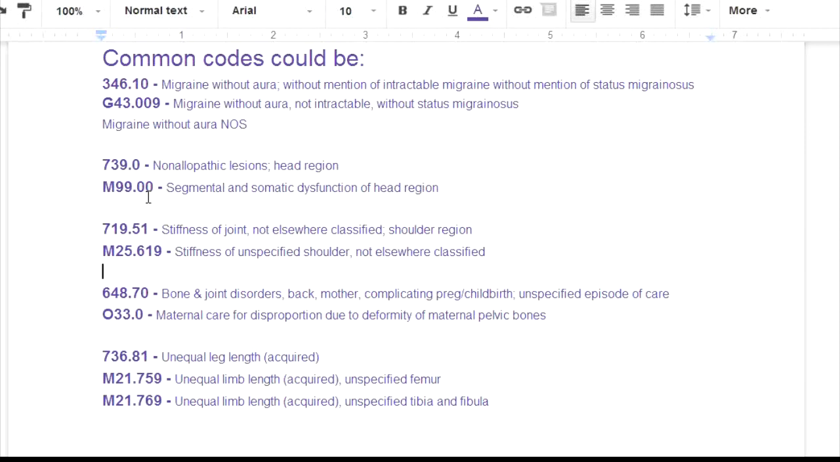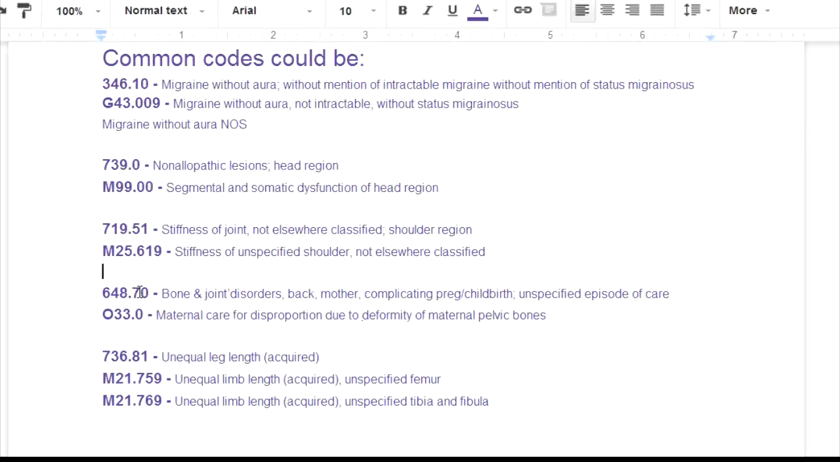Let's see. How about bone and joint disorders, back, mother, complicating pregnancy, childbirth, unspecified episode of care. That's 648.70, because you go to the chiropractor for that. There's a lot of pregnant women that go for chiropractor treatment when they're pregnant because of that low back pain. And looky there, it starts with the letter O, O33.0, maternal care for disproportion due to deformity of maternal pelvic bones.